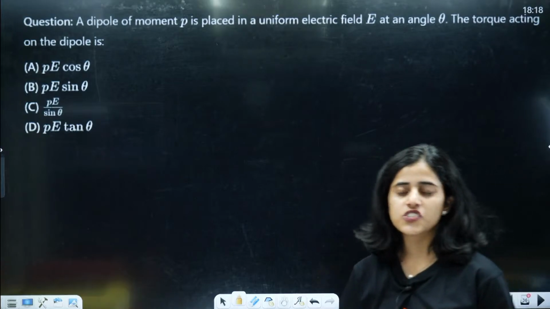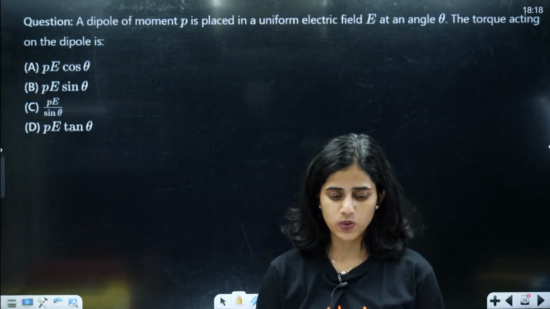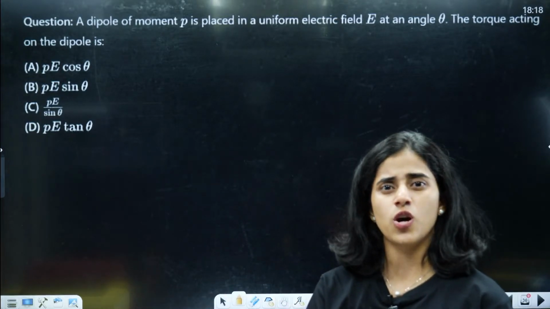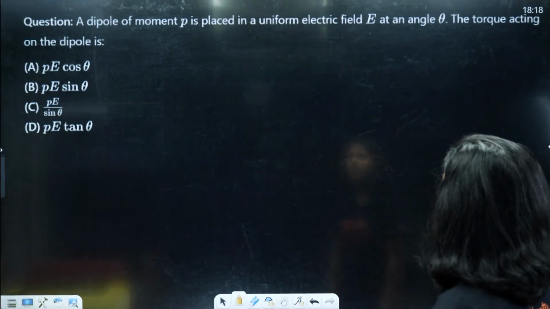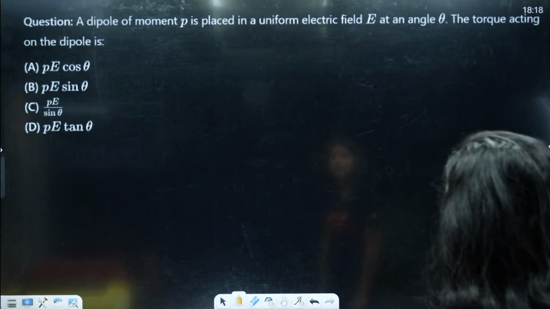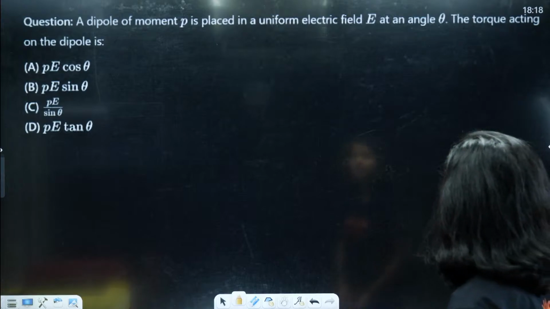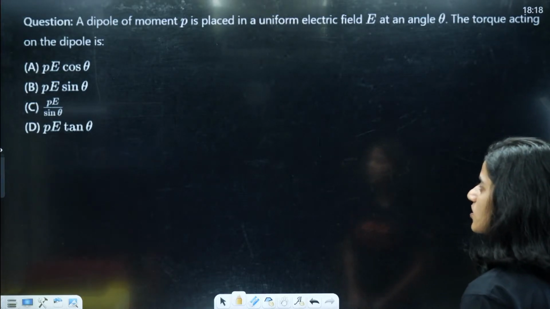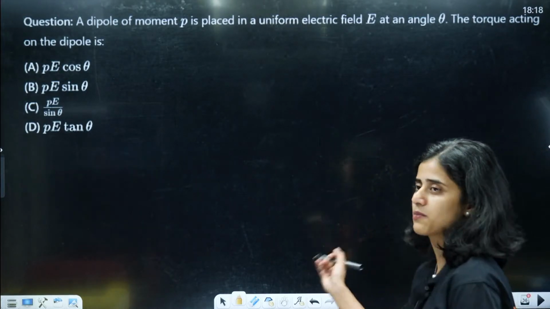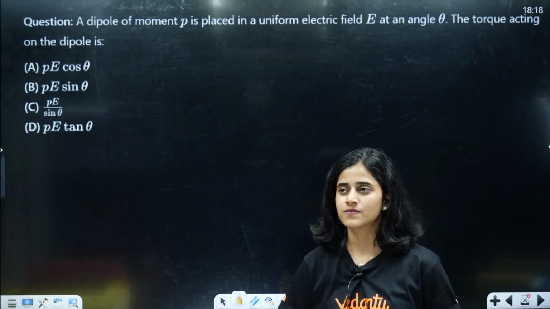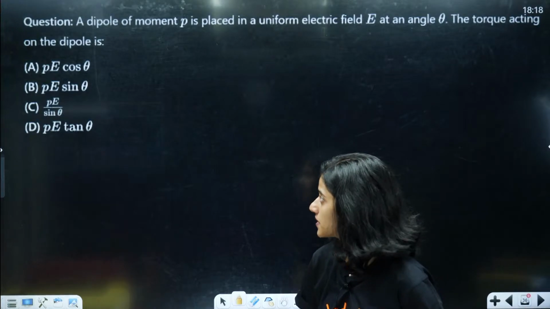Let's move on. Next question is related to dipoles. What is a dipole? If you have two charges on a straight line and the charges are opposite, you have a dipole. So a dipole is placed in a uniform electric field at an angle theta. This is also a very direct question. You should be able to tell me the answer. What is the answer? Quickly. Can I know the answer, please?